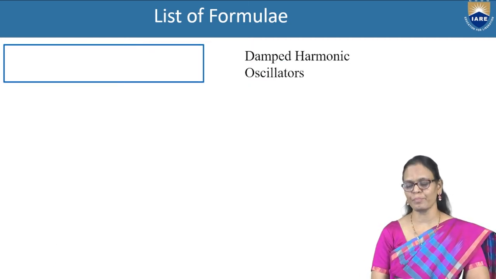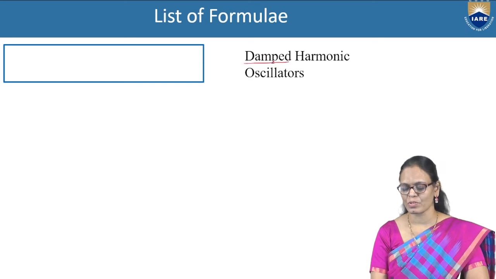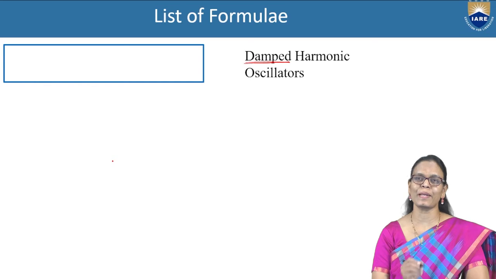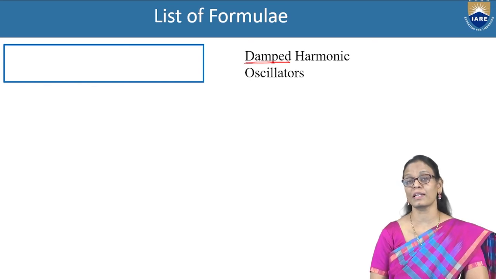Now coming to damped harmonic oscillators. So what are damped harmonic oscillators? We have to consider the damping that occurs on the system, that is, the resistive forces that act on the system to bring them to equilibrium.